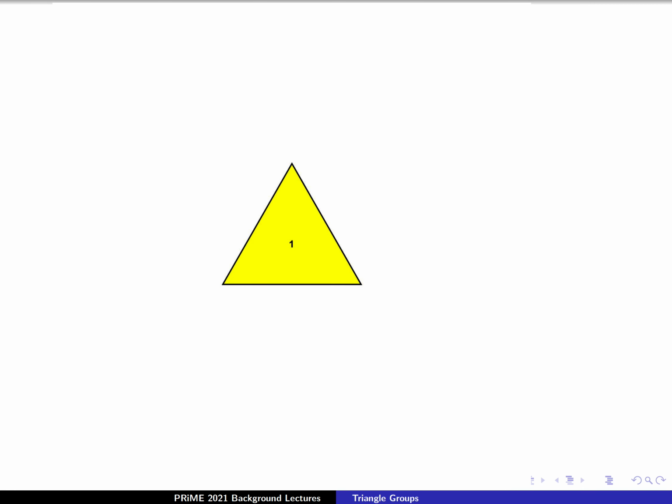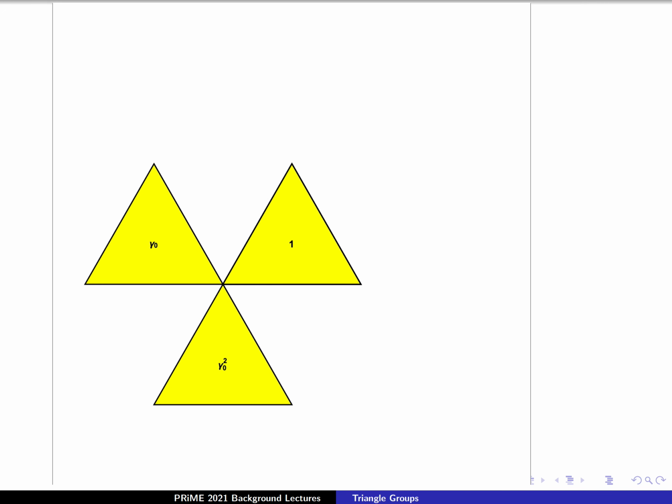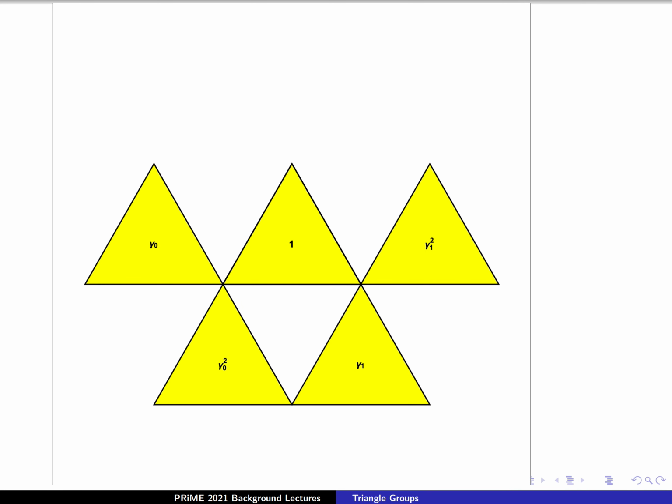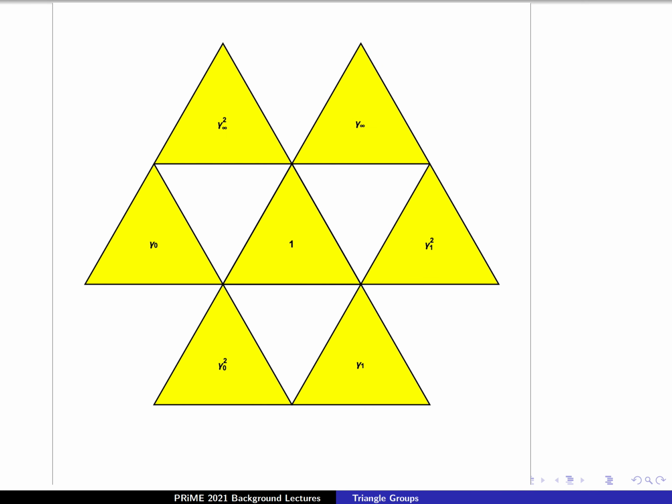As another example, let's consider when m is 3, n is 3, and k is 3. So now we have a 60, 60, 60 equilateral triangle. Here we can rotate around the point P by 120 degrees, around Q by 120 degrees, around R by 120 degrees. And now let's consider the composition gamma infinity, circle gamma 1, circle gamma 0. And we see that we get back to where we started from.